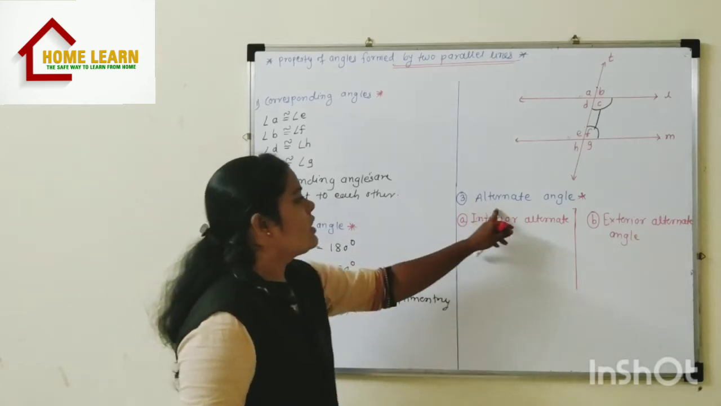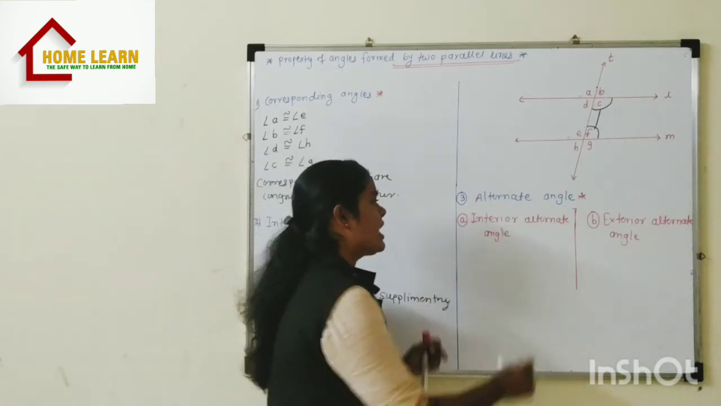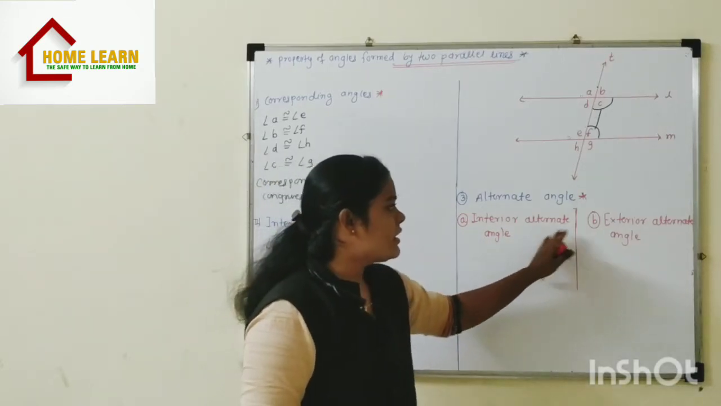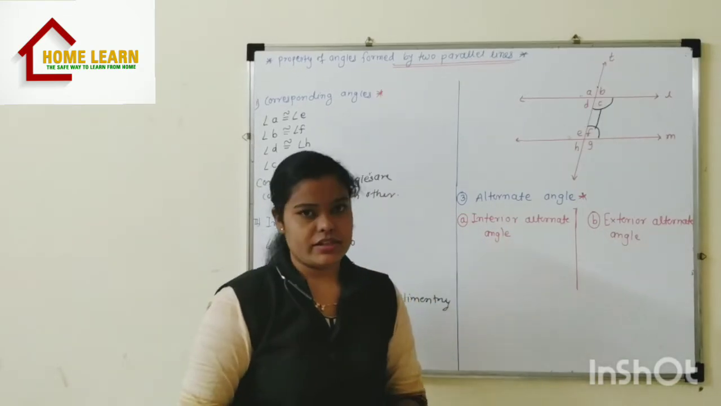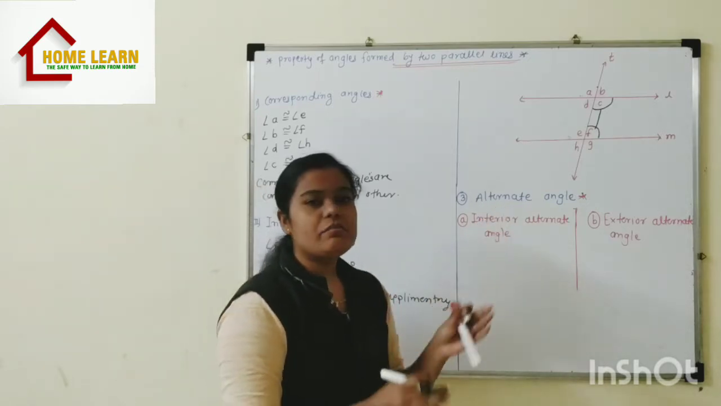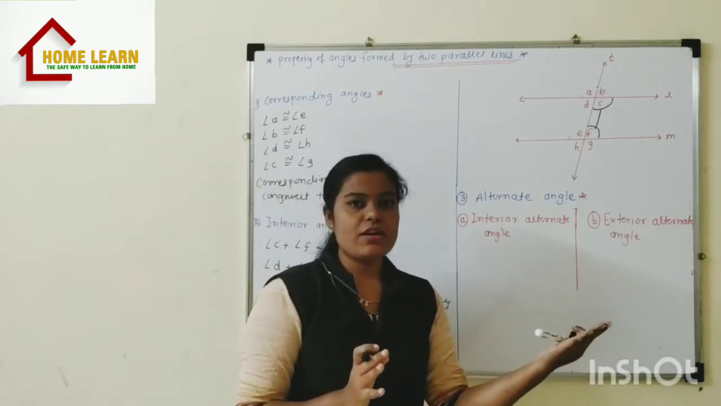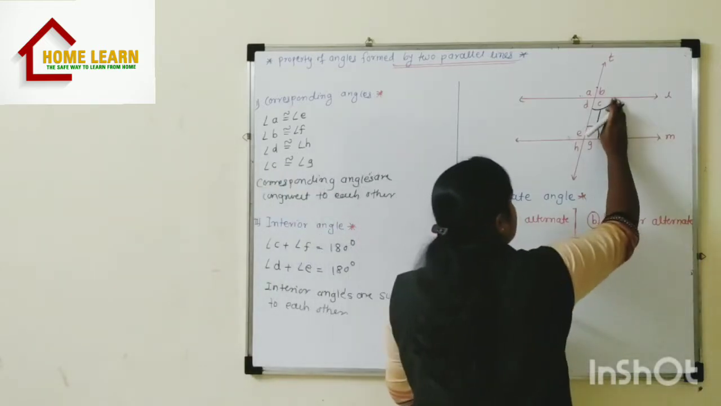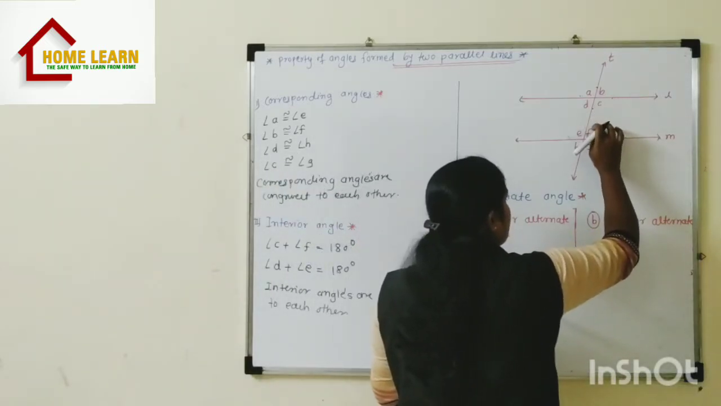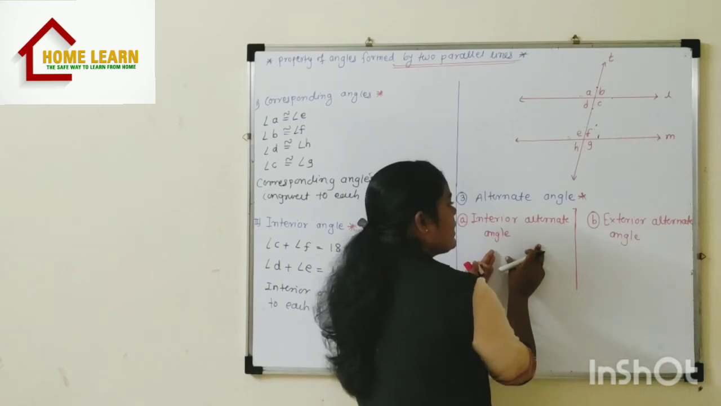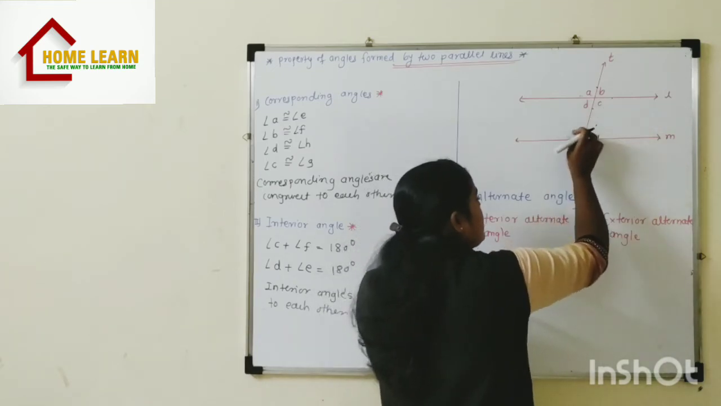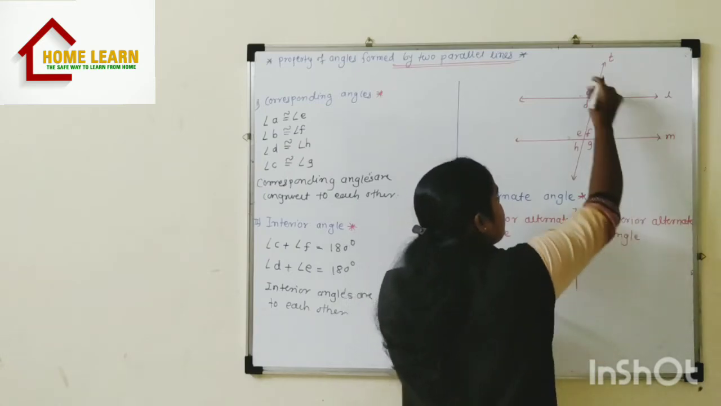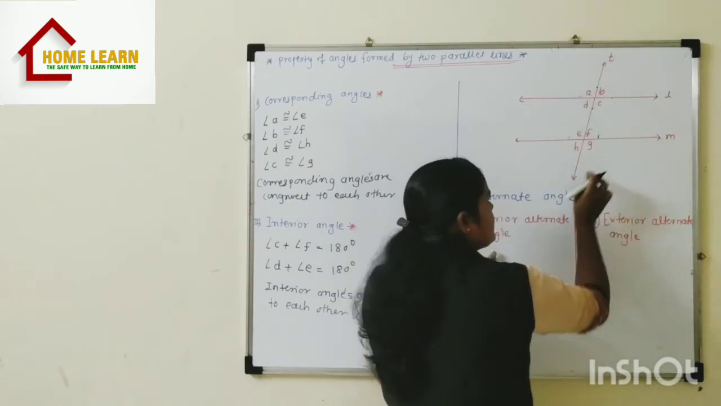Let's see alternate angles. Now we know that there are two types of alternate angles. First is interior alternate angles and second is exterior alternate angles. Alternate angle means one angle is on one side of the transversal and the other angle is on the other side of the transversal. Now see, interior alternate angles include all interior angles and exterior alternate angles include the outside angles.